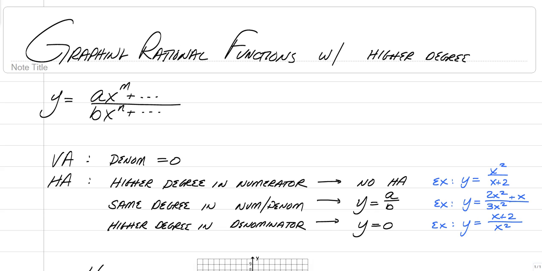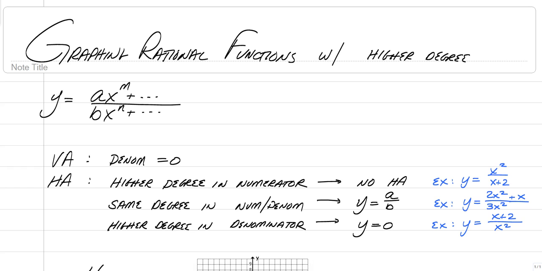Welcome back, everybody. Here goes another video on graphing rational functions, but this time we're going to have higher degrees. So it's not going to just be like 2x plus 1 over x minus 3. Now we're going to have higher degree exponents in the numerator or the denominator or both. So let's talk about what that does in terms of your asymptotes.